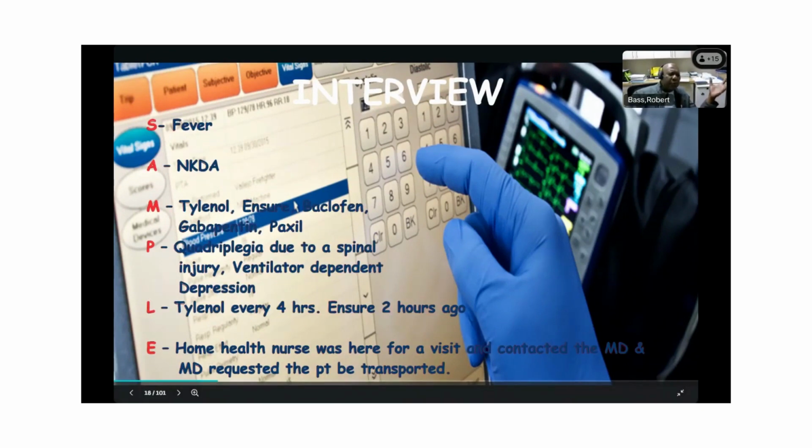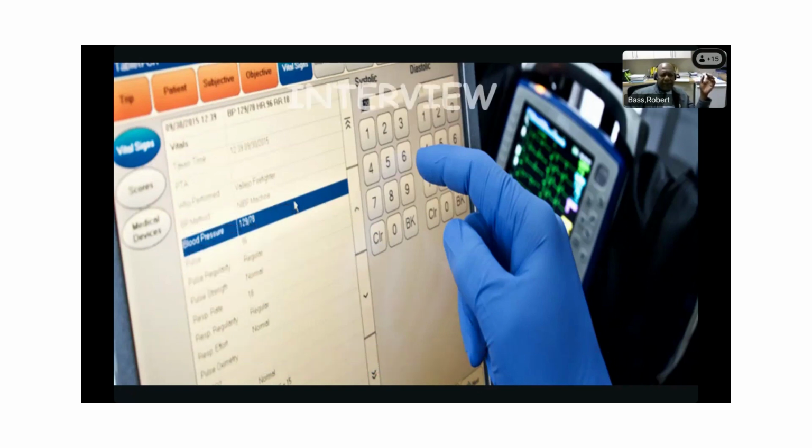Any concerns with the interview process? Okay, Marshall said no real concerns. Pretty much clear cut there. Pretty much clear cut. Okay.